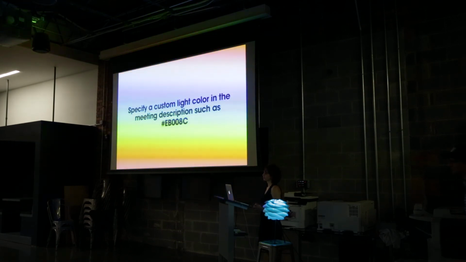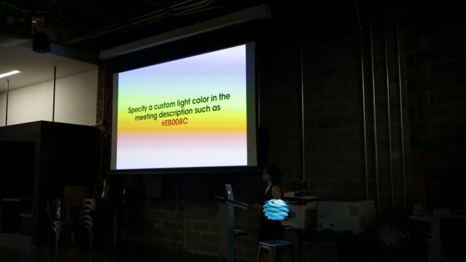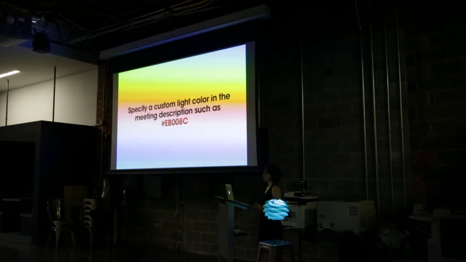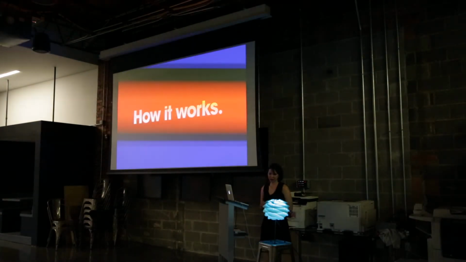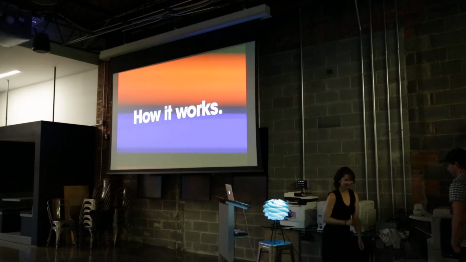So your code is set up to scan through the description text? Yep. And to know that this is a light color tag? Yep. There's a regular expression that actually just picks those out. I'll talk more about that in a bit. So Matt will tell you how it works. How does it work? Fun stuff.